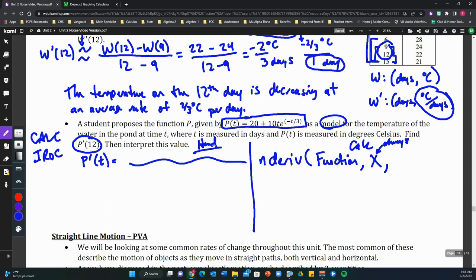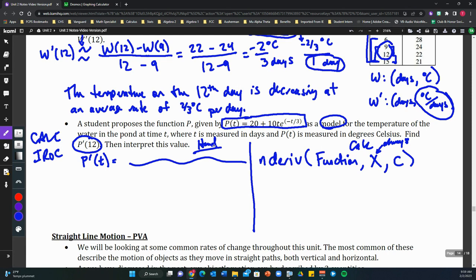And then the last one is our c value. What number is it that we want to actually substitute into the derivative function? Now, newer calculators, I'm going to show you what that looks like in a second when I bring my calculator up. But you're still going to be required to tell it these three things, okay?